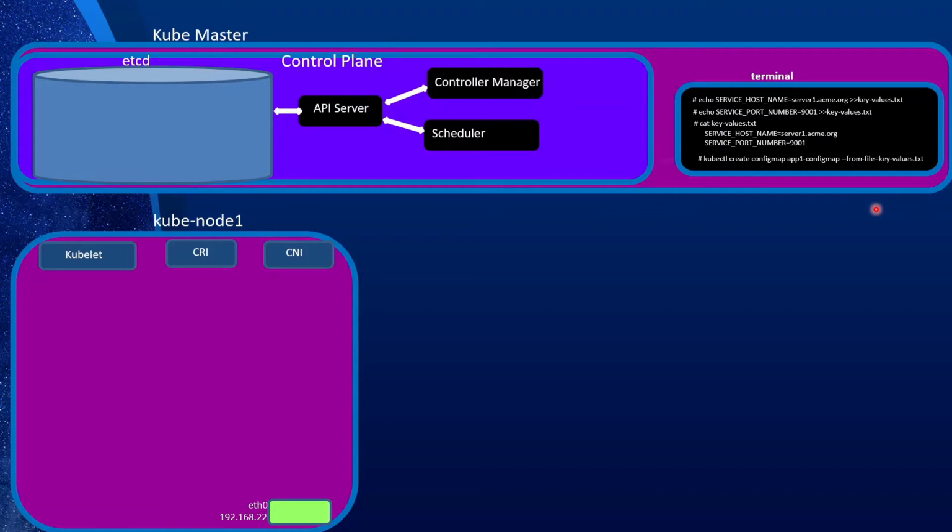Once that is done, we can submit it to Kubernetes, and Kubernetes creates and saves that object, which is the config map, inside etcd.